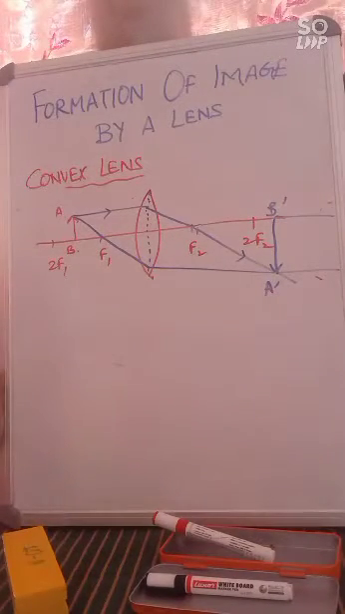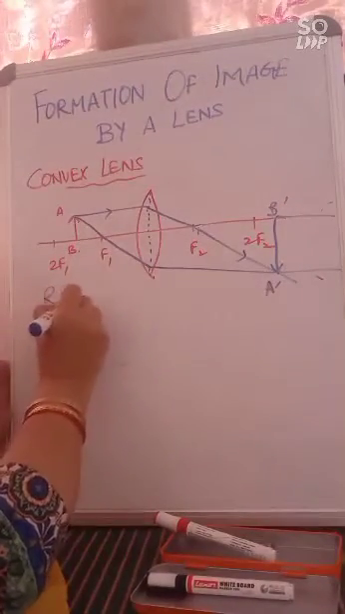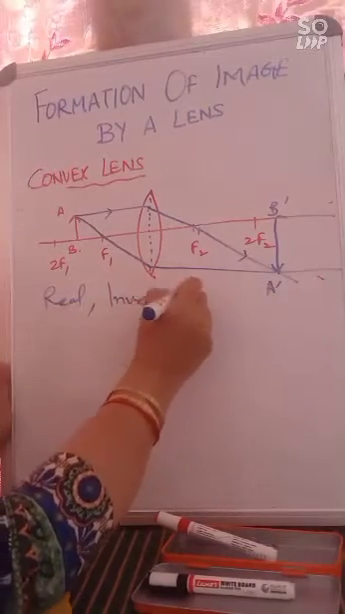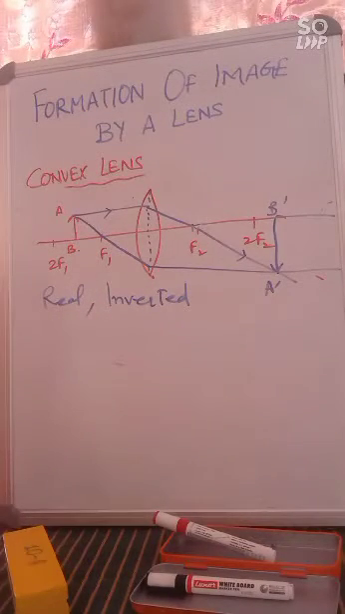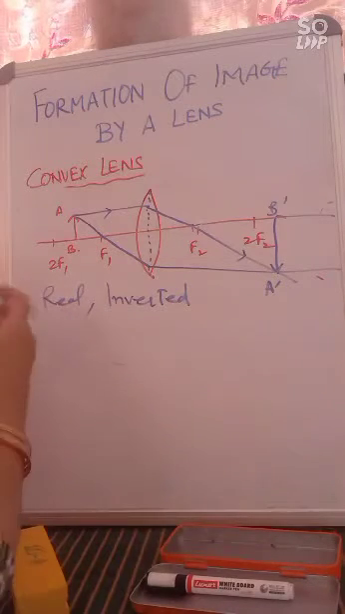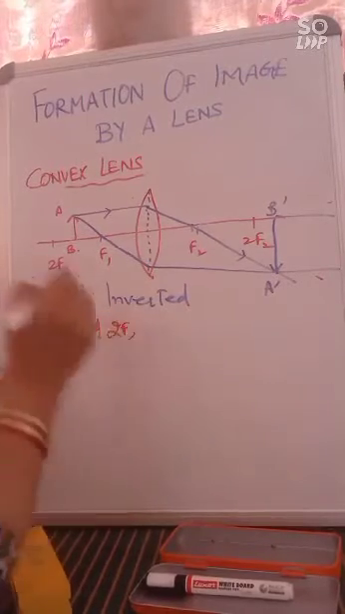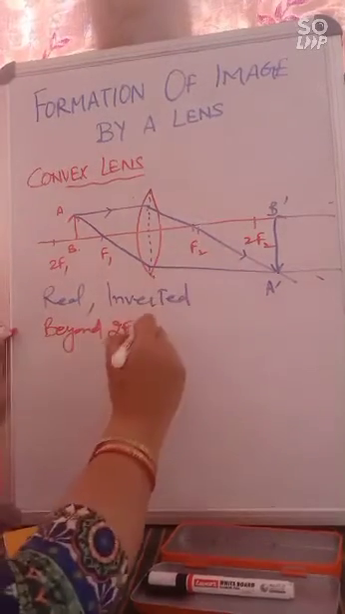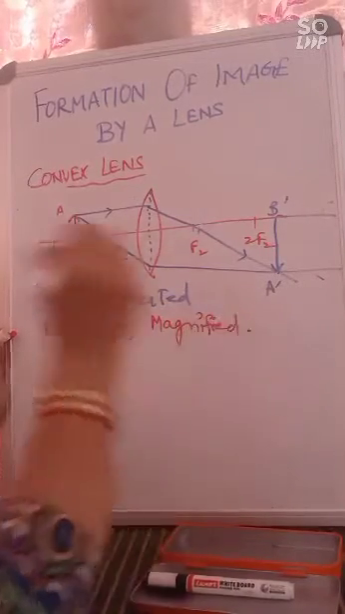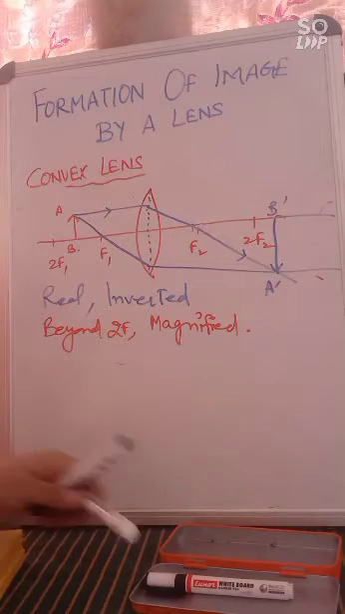So what about the characteristics of the image formed? Again, it is on the other side. It means it's a real image. Real, that's why inverted, right? And you can say it is formed beyond 2f, right? So it is beyond 2f. And what about the size? It is magnified. If you check out here, the image is magnified, right? So the next case is, again, when the object is at 2f.